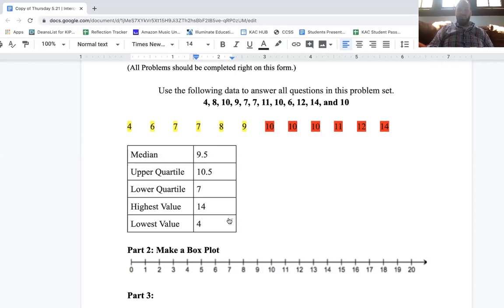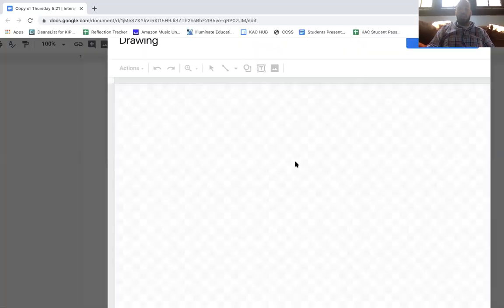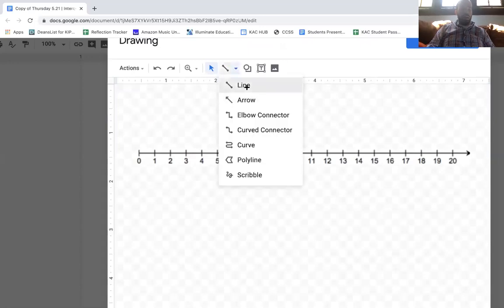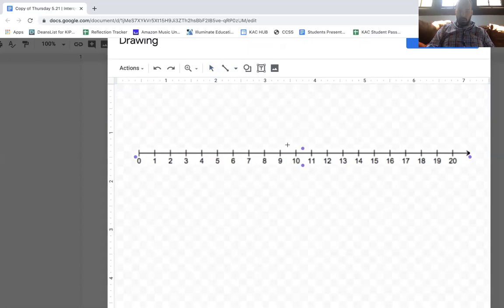Remember, I said on Tuesday, it might be easier to jot this down on scrap paper so you don't have to go back and forth. Just like Tuesday, double click the number line so that you can make it. I need to make a line at my median, which is 9.5, in between 9 and 10. Line at my upper quartile, 10.5. Line at my lower quartile, 7.5.